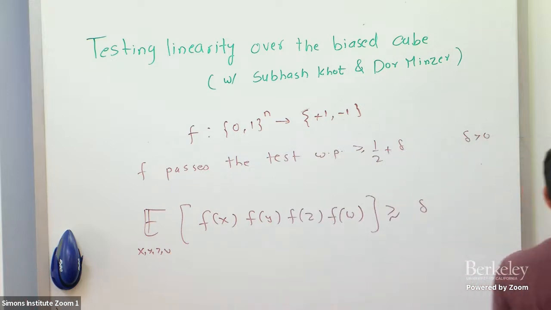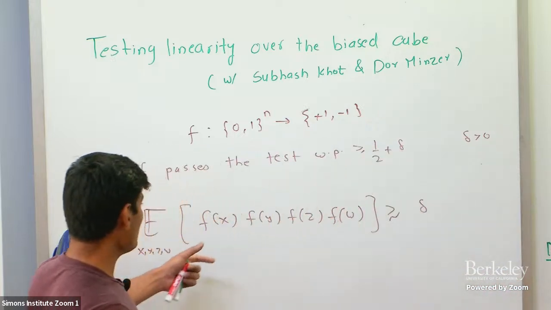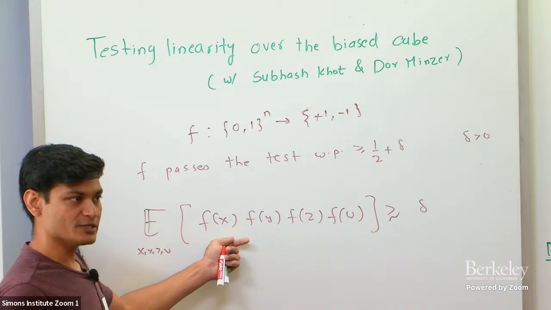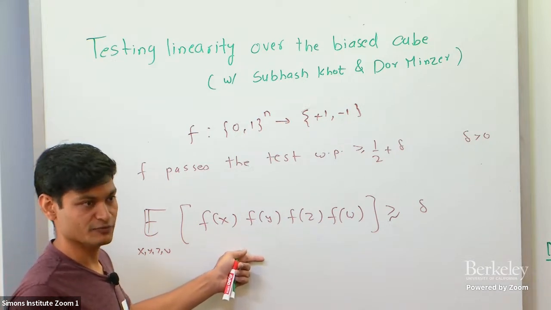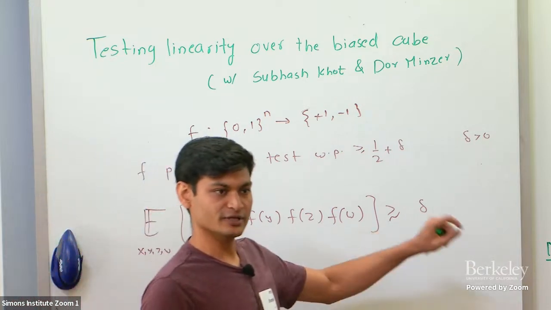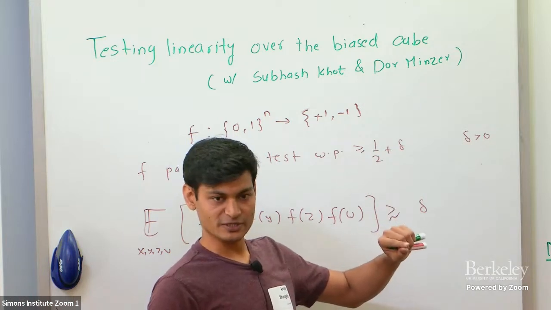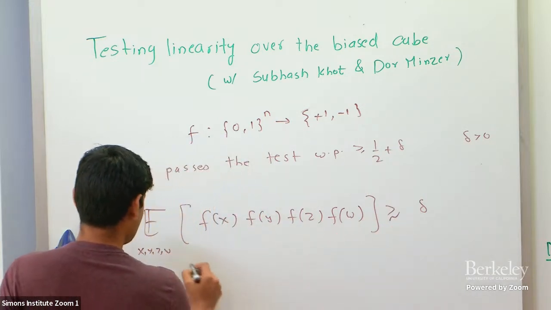Now the main thing that we would like to do is to analyze such an expression where each query is distributed uniformly, because we know how to analyze such a test, which is really the 4-query linearity test, where each query is uniform, like x, y, z uniform, and w is equal to x plus y plus z. We know how to analyze such tests, right?